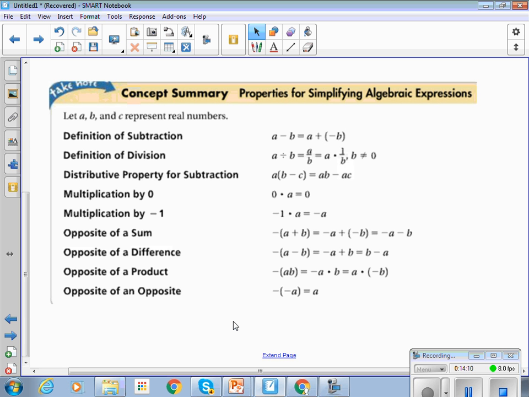The opposite of a product, you can write negative AB as negative A times B or A times negative B. So the negative can hop onto either value. And the opposite of an opposite is your original value. So negative parenthesis negative A is equal to A. These are inherent. Usually we do these without thinking about it, and we have this in our knowledge base because we use them often.